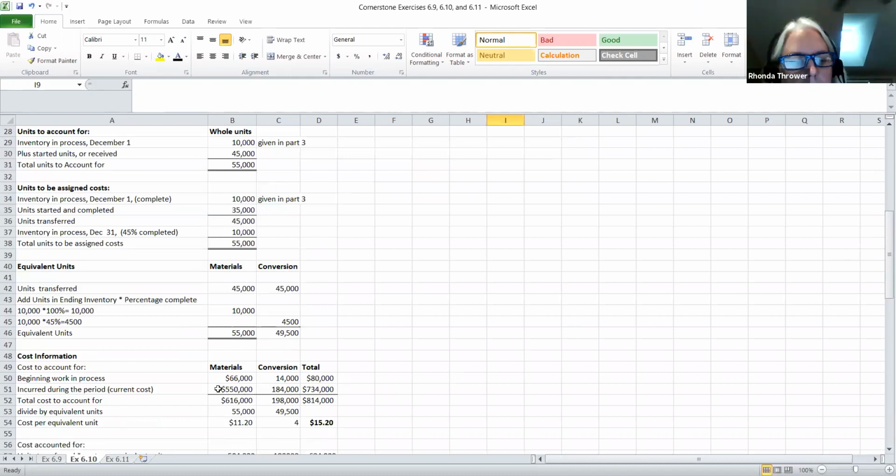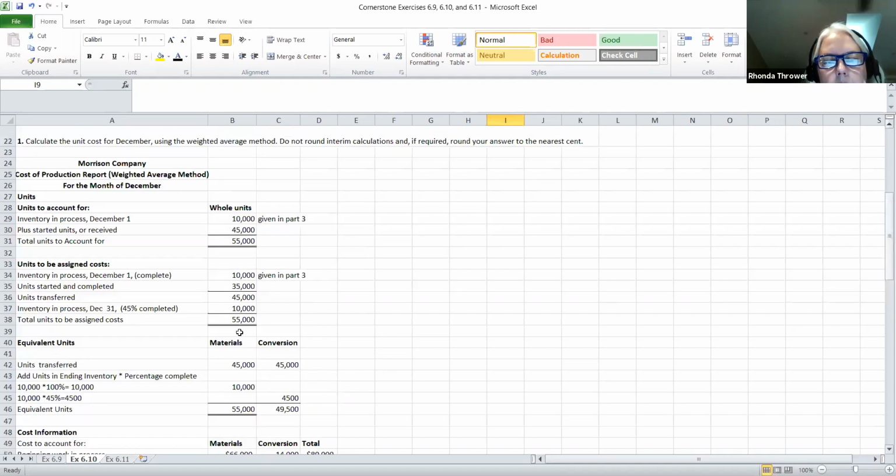And then you would simply add the beginning inventory plus what you incurred during this period together to get the total cost to account for your materials and the total cost to account for your conversion. These two are added together and these two are added together. And these are the total across. This is the total across, and these two added together are 814,000. All of this information was basically given right in here.